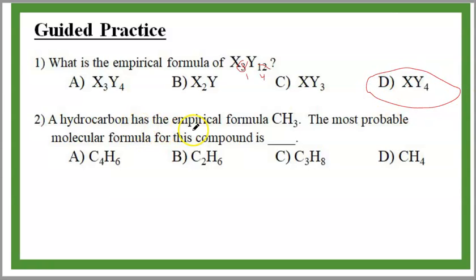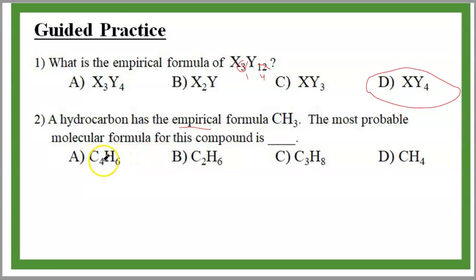Okay, a hydrocarbon has an empirical formula of CH3. The most probable molecular formula for this compound is what? So this is a good question because you have to kind of work backwards. This is already the reduced one. The empirical formula means it's already been reduced. And we just want to find the choice that, if we reduce it, would match. So one method that you can do is to reduce and see.